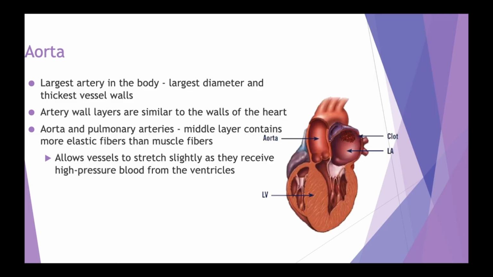The aorta is the largest artery in the body. It's the largest in diameter, and it has the thickest vessel walls. The artery wall layers are similar to the walls of the heart themselves. In the aorta and the pulmonary arteries, the middle layers contain more elastic fibers than muscle fibers, so they allow for stretching and compensation of large volumes.